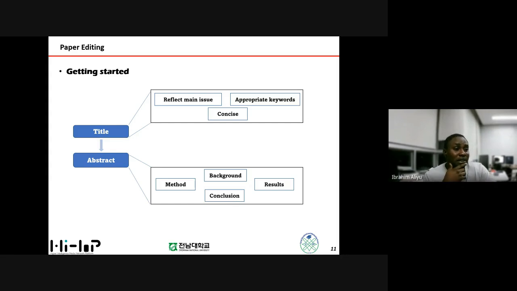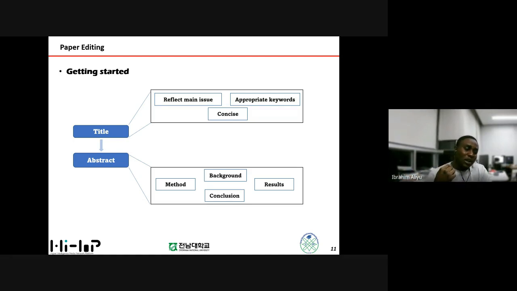So a title should reflect your main idea. It should use appropriate words and be concise. So this is really theory. So how do you get these ideas? How do you know that it is reflecting main ideas? By going back to the literature in what you are doing and looking at exactly how they form their titles, how they form the issues, and how the keywords are. And it shouldn't be long, right? So your literature review helps you to drive all this.